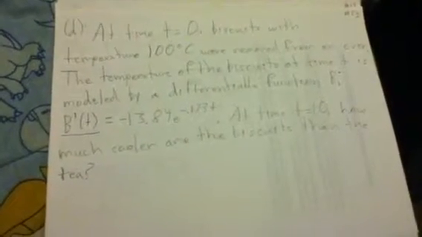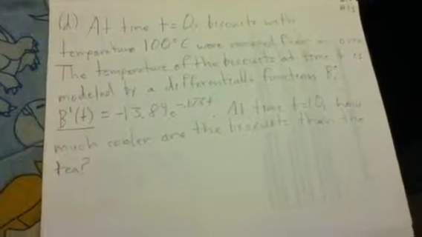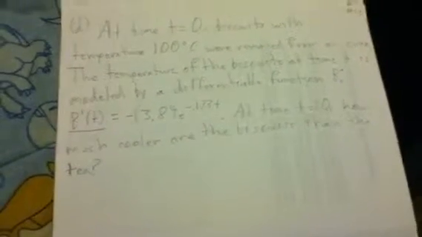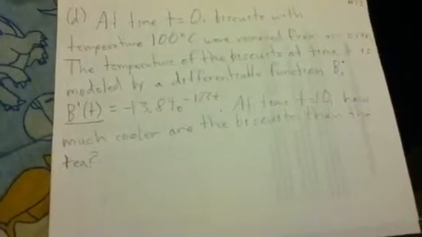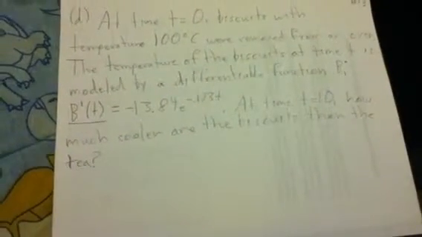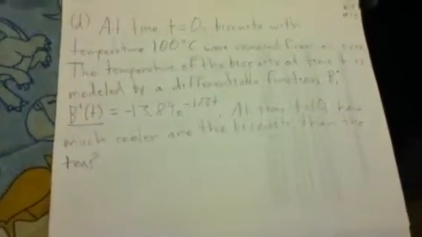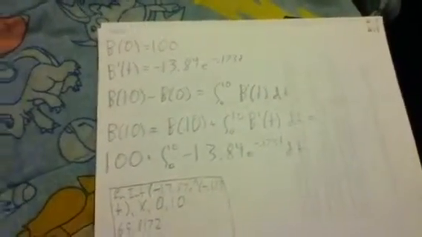Part D. At time t equals 0, biscuits with temperature 100 degrees Celsius were removed from an oven. The temperature of the biscuits at time t is modeled by differentiable function b, and we know that b'(t) equals negative 13.84 e to the negative 0.173t. At time t equals 10, how much cooler are the biscuits than the tea? I don't know, let's find out. So we know that b(0) equals 100. At time 0, they're 100 degrees. And we have that function.